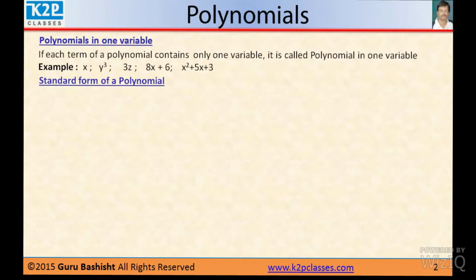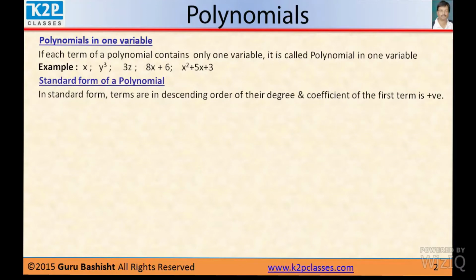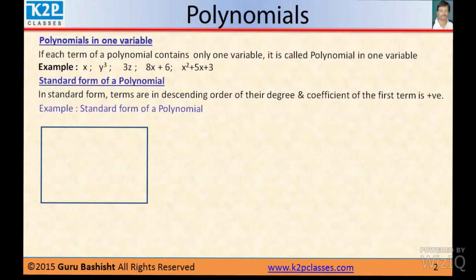Standard form of a polynomial. In a standard form, terms are in descending order of their degree, and the coefficient of the first term is always positive. Let us see. Example, standard form of a polynomial: 5x plus 4x to the power 4 minus x square minus 7. This is a polynomial, but this is not in the standard form. Why? Because the terms are not in the decreasing order of their degree.